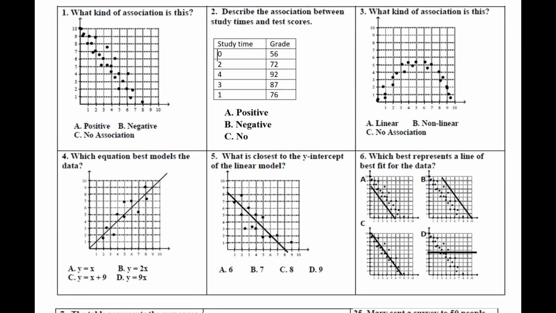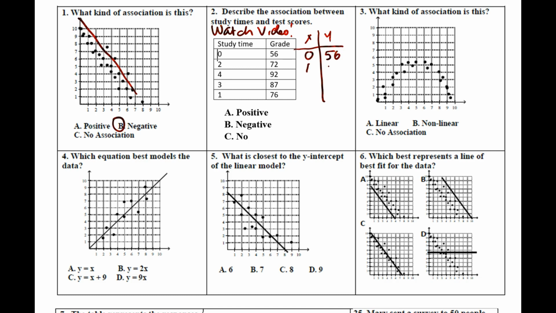What kind of association is this? So this is rising to the left, so I know it's negative. Describe the association between study times and test scores. I'm going to tell you to watch this one, because if you're looking at a table to find out what the association is, they need to be in order from least to greatest. So you have your X and your Y, where X is your study time and Y is your grade. So I get 0 is 56.